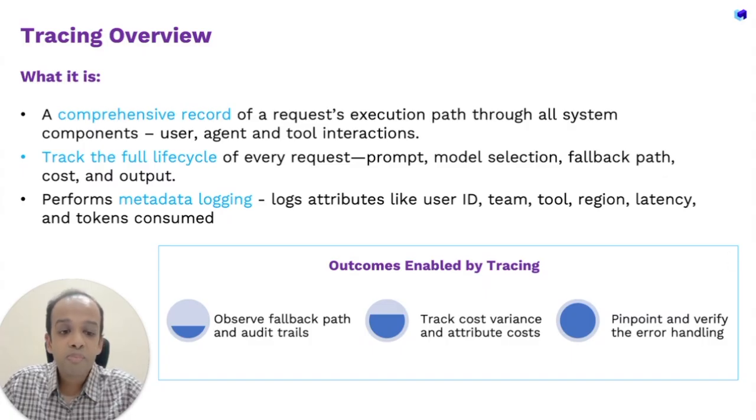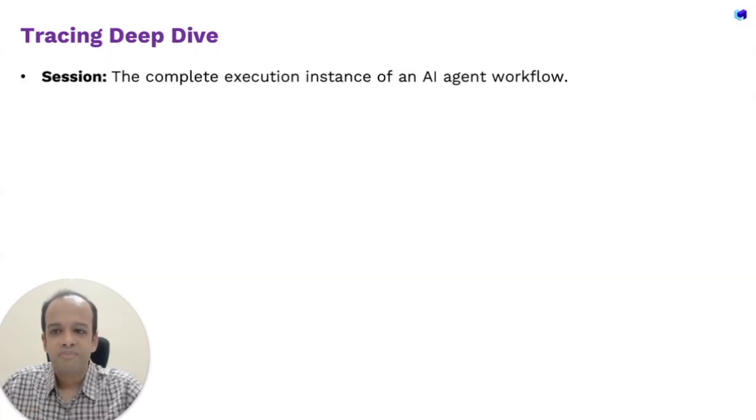Finally, you can pinpoint where the error handling occurred to ensure the system behaved as expected in this fallback scenario. And in general, you can trace errors back to the root cause and perform a lot of error RCAs. Now, let's deep dive into some of the concepts of tracing.